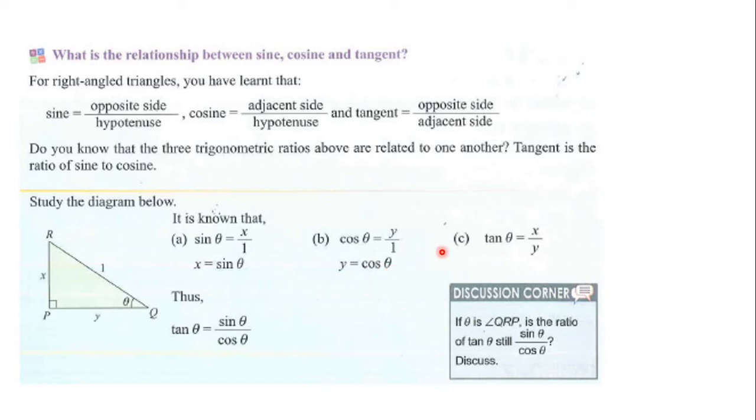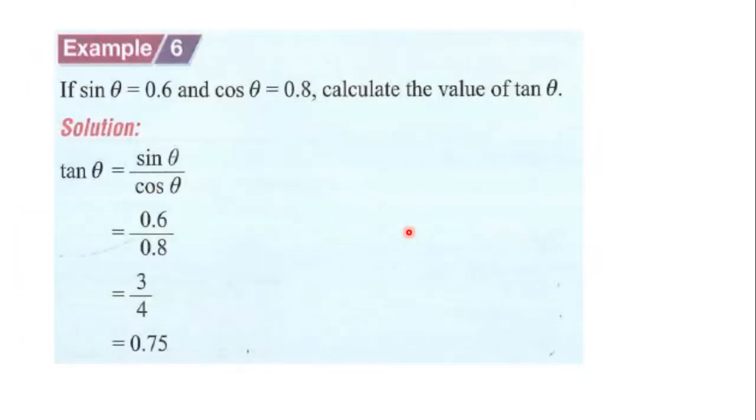Okay, and tangent. Tangent is opposite over adjacent, x over y. X is sin theta, y is cos theta. Thus, tangent theta is also the ratio of sine to cosine. Okay, now let's look at example 6.